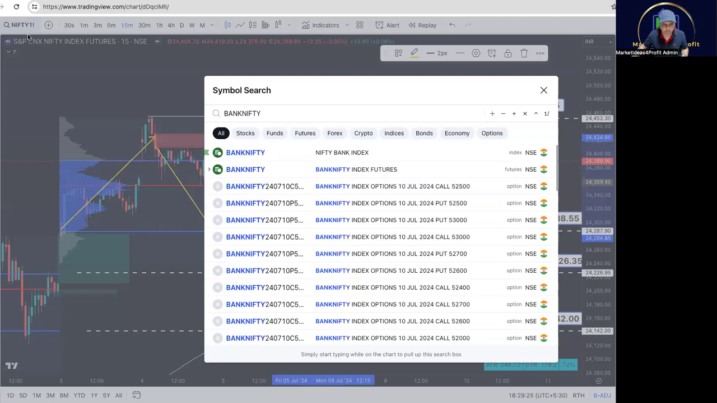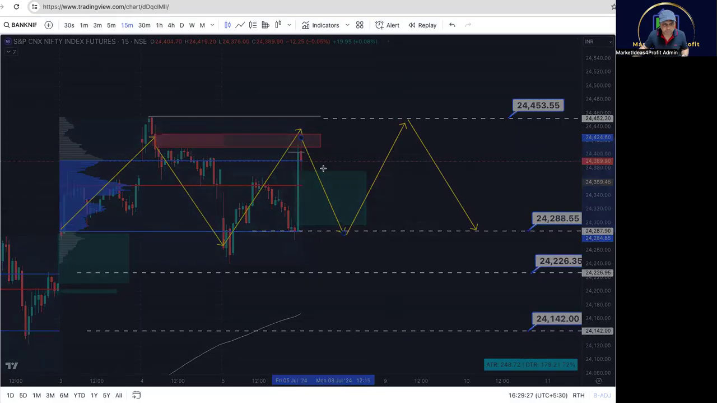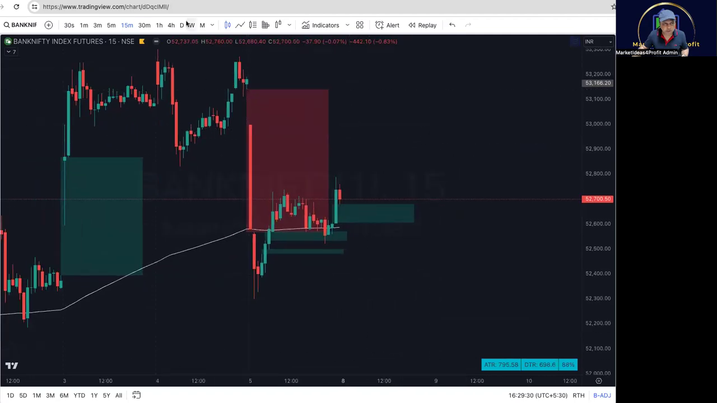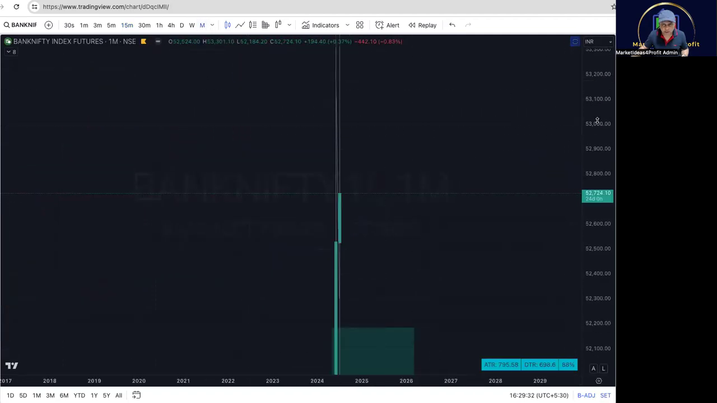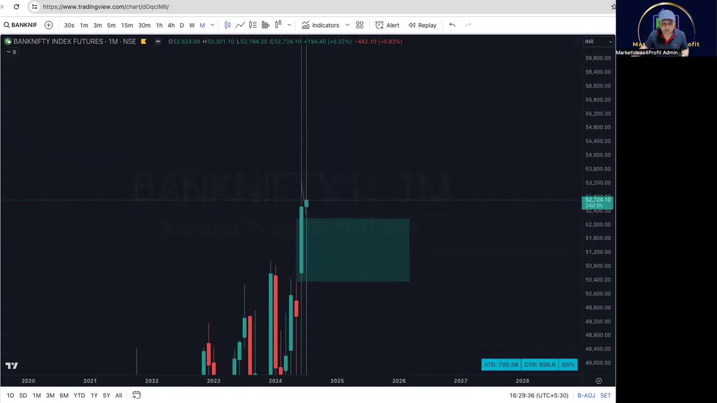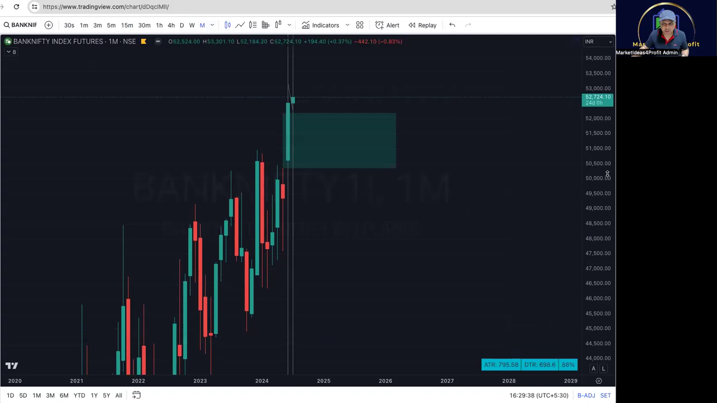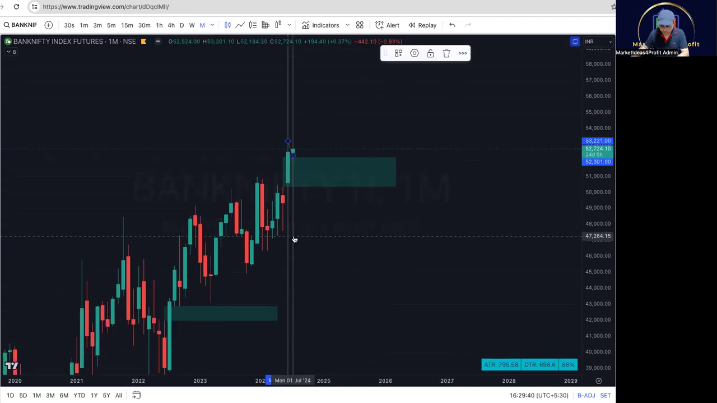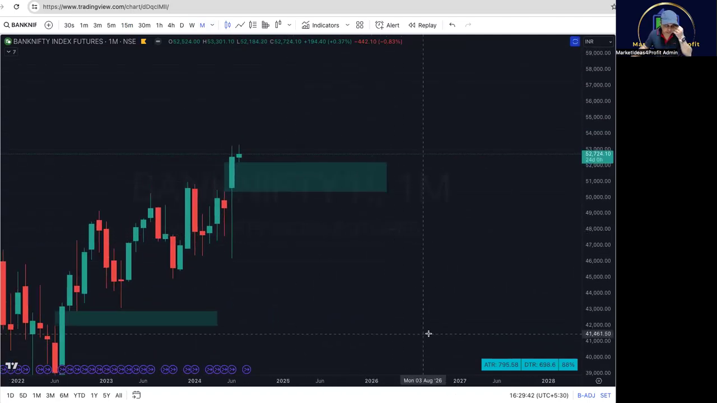Let's go to Bank Nifty and see what we have in store. So let's start with the monthly. And what do we see on the monthly? What we see on the monthly is a beautiful move. My God, look at this move. We moved beautifully in this last period. So I'm going to remove the tools here. So if you see in the last month, we did a crazy move.